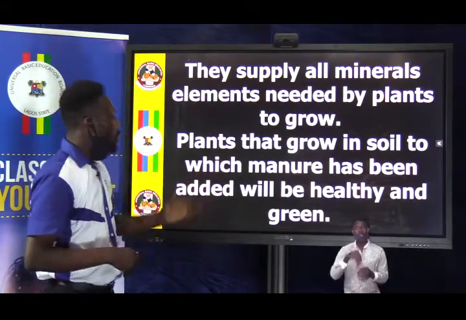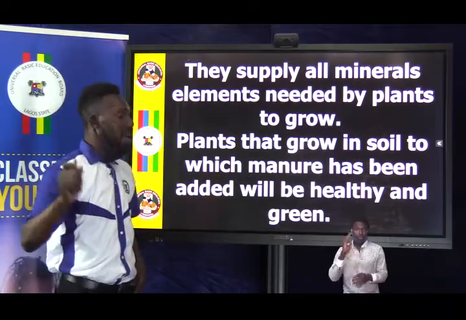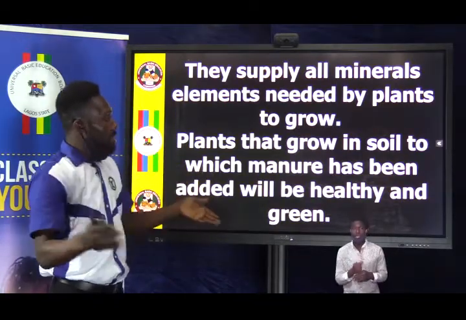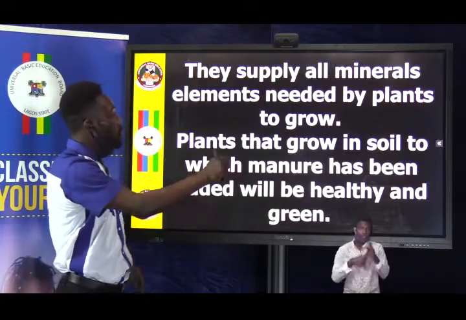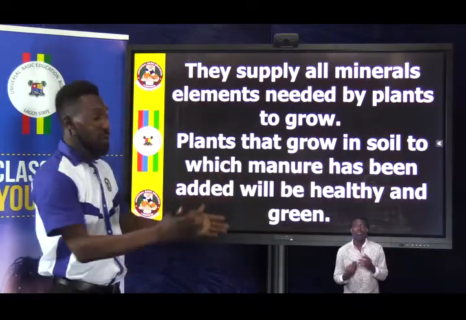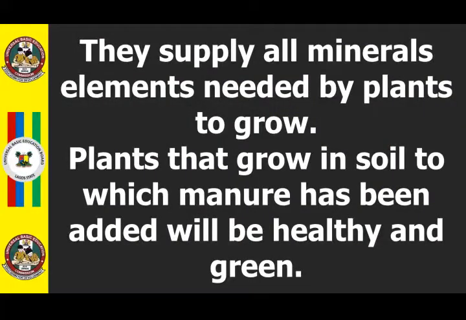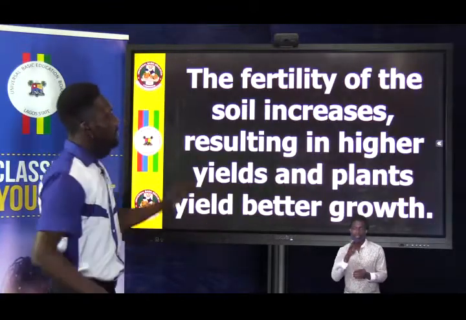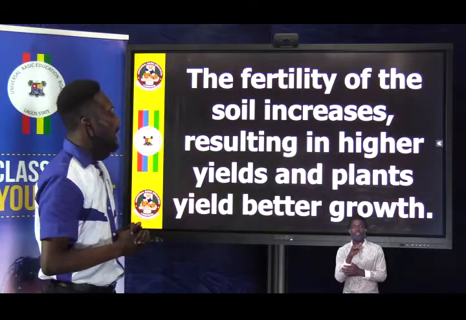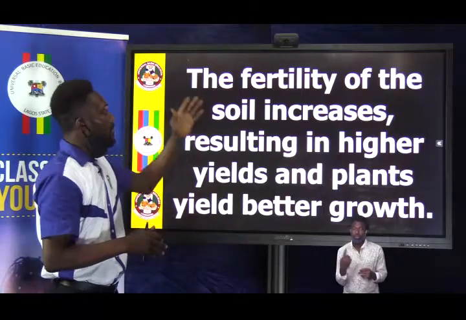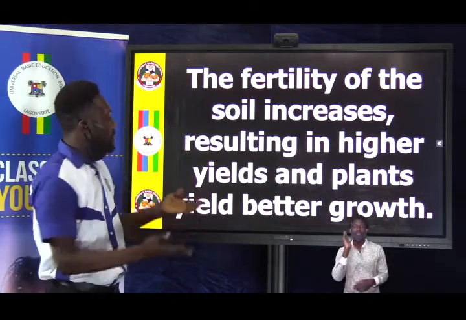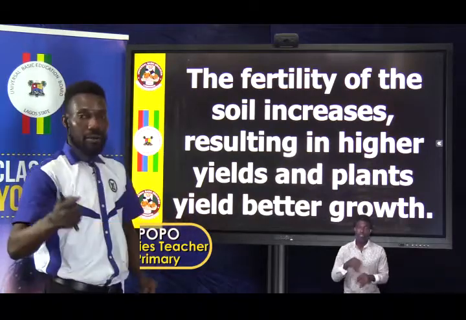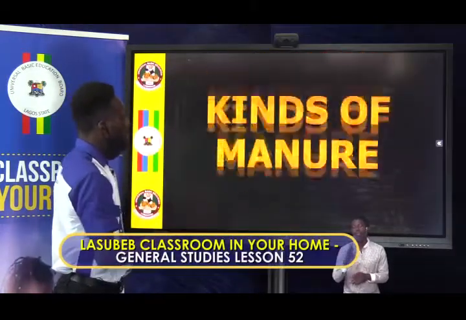Plants that grow in soil to which manure has been added will be healthy and green, just like the first picture that I showed to you. It is proof that manure was added to that kind of soil, and that's why we have such vegetation. Not only will the plant be healthy, the fertility of the soil increases, and the resultant effect is higher yields and better plant growth.